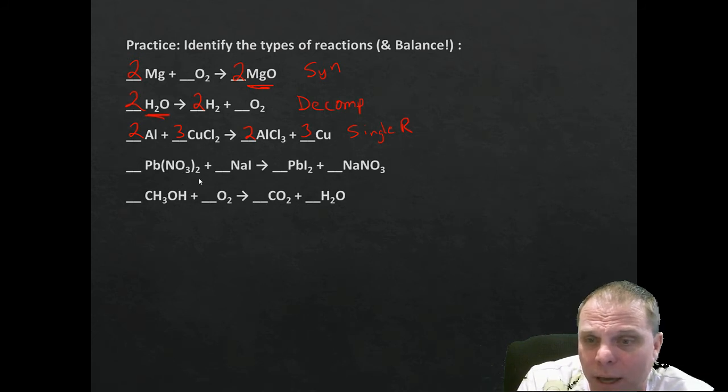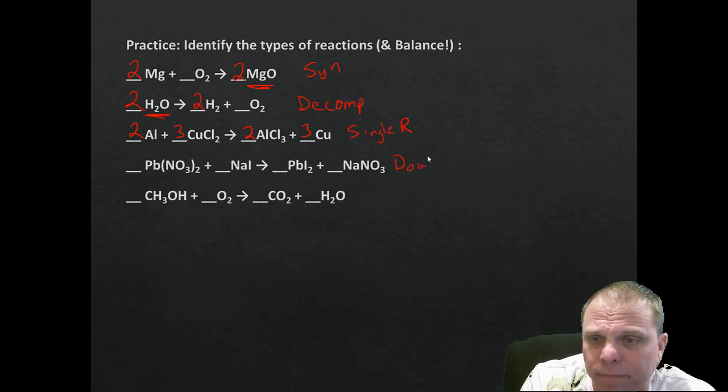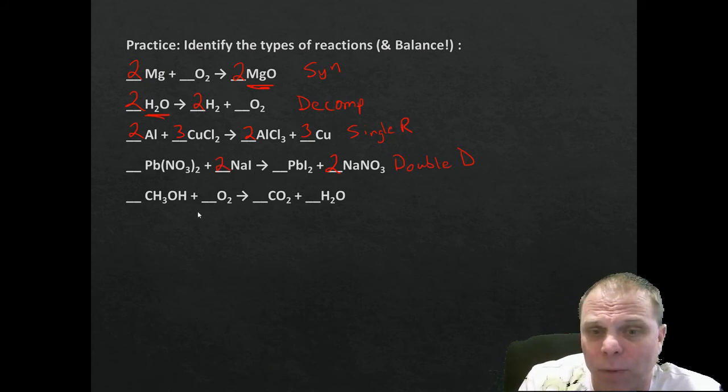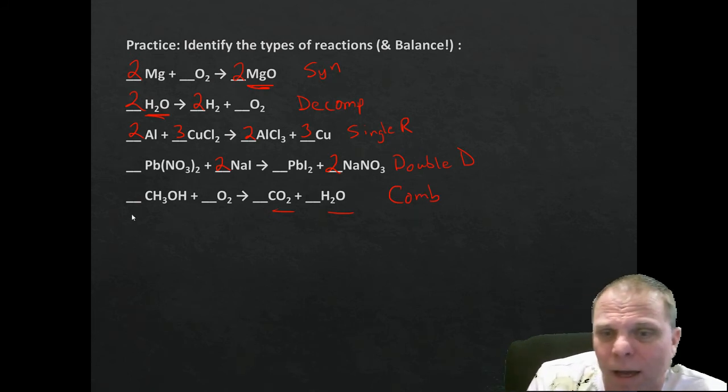So this must be a partner swapping kind of equation, which must mean that this is a double displacement or double replacement. And so I've got to balance that. I've got 2 nitrates there, so I better have 2 nitrates there, which means I need 2 sodiums, and that's going to balance that out. And then this one has got products of carbon dioxide and water, which must mean that this is a combustion reaction. Now, combustion reactions are oftentimes a little bit harder to balance.